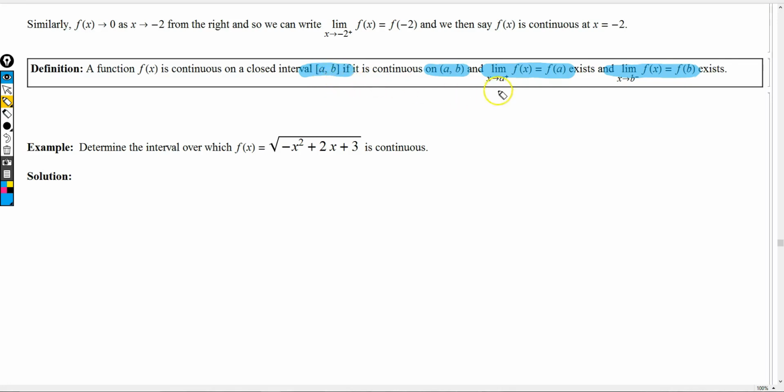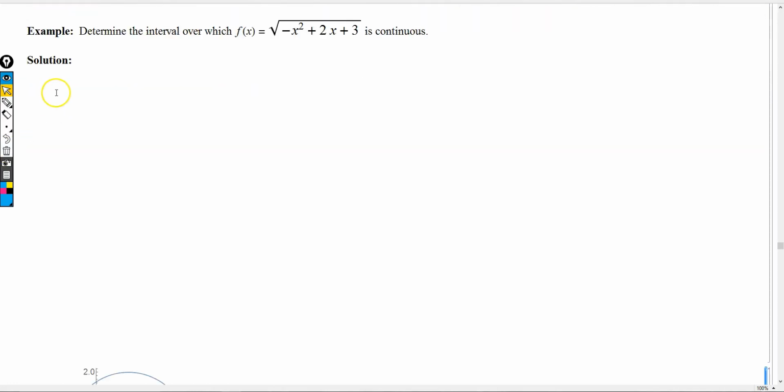We just have to use the right and left hand limit definitions because the function may not be defined on both sides of a or both sides of b. All right, so let's take a look at an example. So what we want to do here is find the interval over which the square root of -x squared plus 2x plus 3 is continuous.